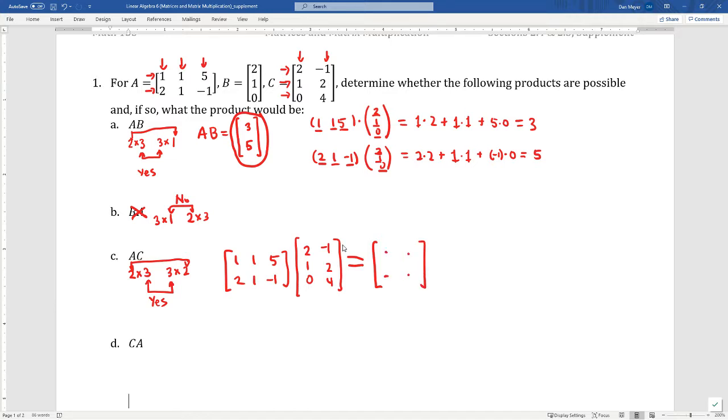The first value in the 1, 1 slot would take the first row of A times the first column of C. So we would do 1 times 2, our first times our first, plus 1 times 1, plus 5 times 0. That gives us 3, 3 in the first slot.